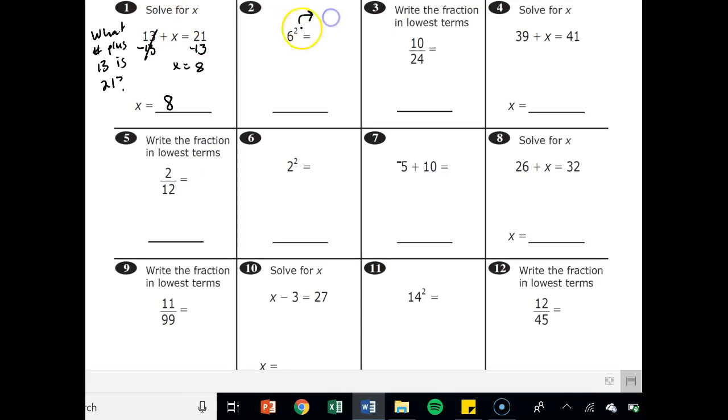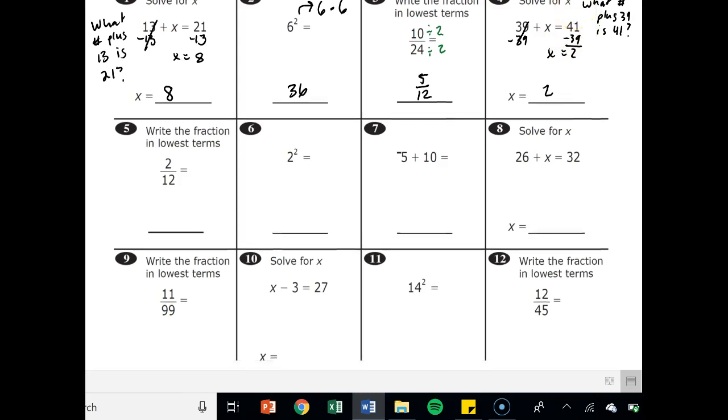Number 2, when you see problems like this means 6 times 6, not 6 times 2. So that's 36. These problems you should be familiar with. When you simplify in fractions, you get an answer of 5 over 12. And then a problem again, like number 4, what number plus 39 is 41? So again, hopefully you could just do it in your head, but if you want to prove it to yourself, just subtract 39 from both sides, and you get x is equal to 2, right? Because 41 minus 39 is 2, 2 plus 39 is 41.